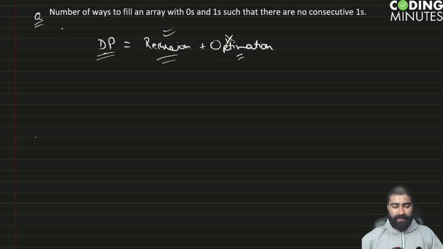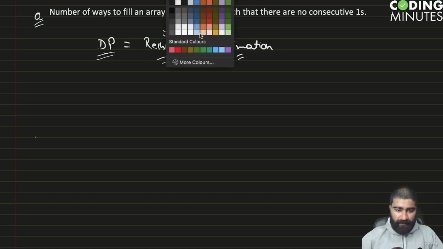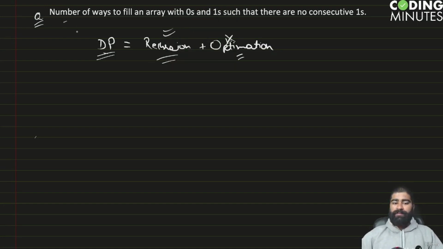Cool. I have a problem that I want to share with you: the number of ways. It's a very standard problem, and there's a special thing you will realize in this, and you'll understand why we read about some sequences, why some sequences are very famous, like Catalan numbers and Fibonacci numbers. So firstly, the number of ways to fill an array with zeros and ones such that there are no consecutive ones.